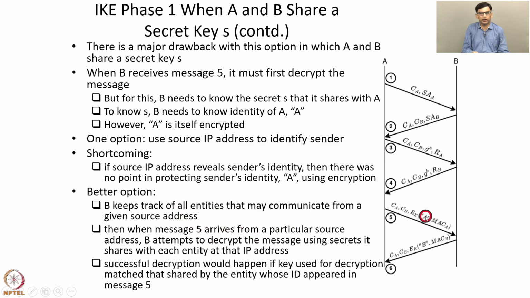If this ID is that of the entity whose key was used for decryption, then the decryption is successful. So this is the resolution to this shortcoming: there are multiple entities which may communicate from a particular source IP address, and the recipient tries out the secret keys that it shares with all of those entities until successful decryption happens.